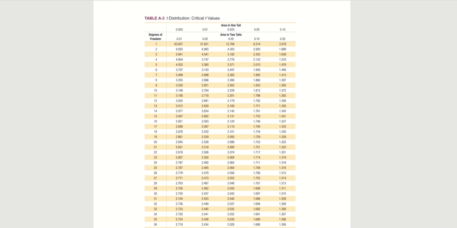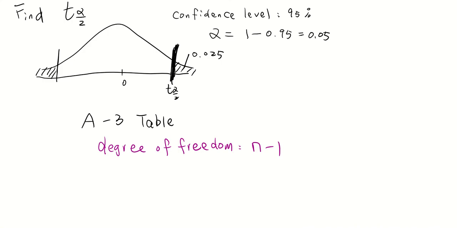And in the column on the very left, you can see something that says degrees of freedom. What are those? Well, degrees of freedom is just your sample size minus 1, which is n minus 1. Let's say our n is 20.